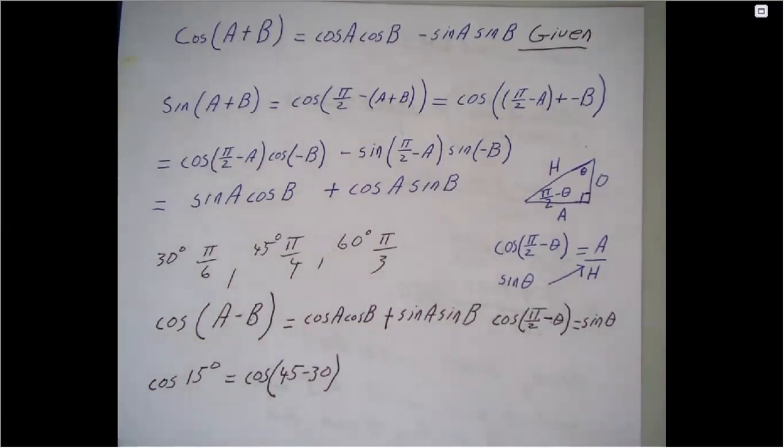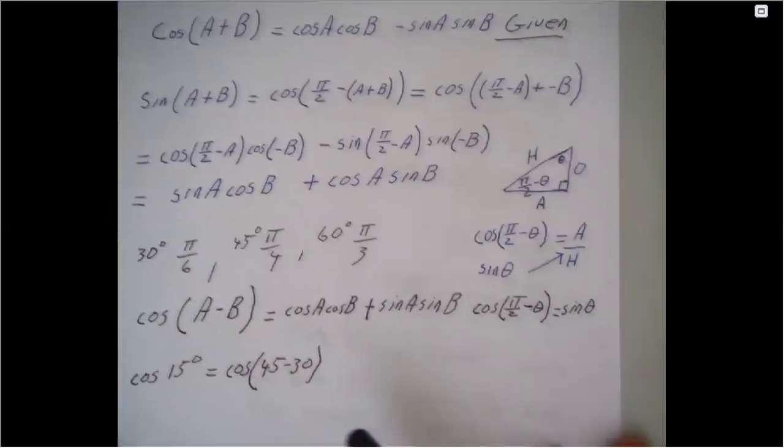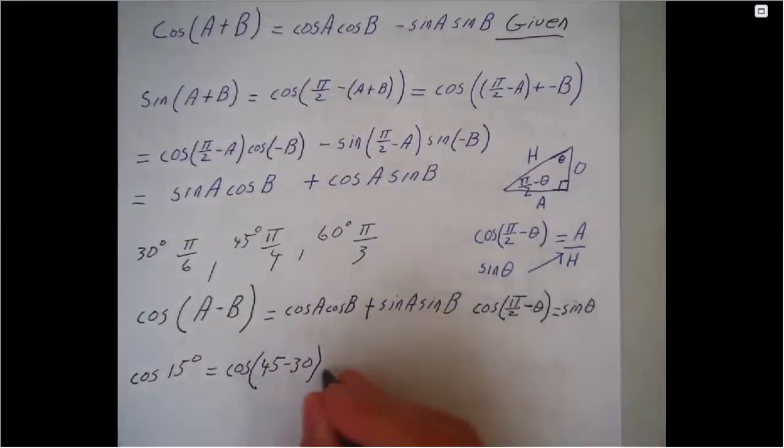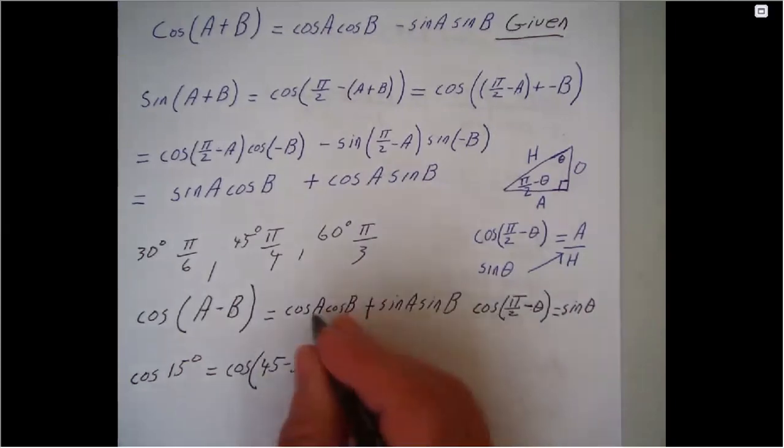Now, so what? 15 degrees is equal to a lot of things. It's also equal to 60 minus 45. It's equal to 105 minus 90. Why are these so important? Well, we happen to know the trig functions of these nice angles, right? 45, 30 are among our so-called nice angles. And so what we can do right here is just hand this off directly to the problem right above.